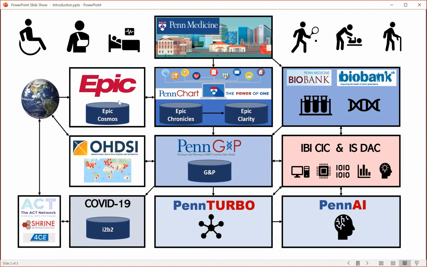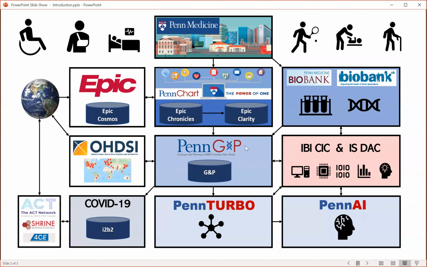First, we collaborate with Epic through their Epic Cosmos database to deposit some of this data, along with data from other institutions from around the world. This allows us to perform queries and look for patterns that may inform healthcare at Penn Medicine.